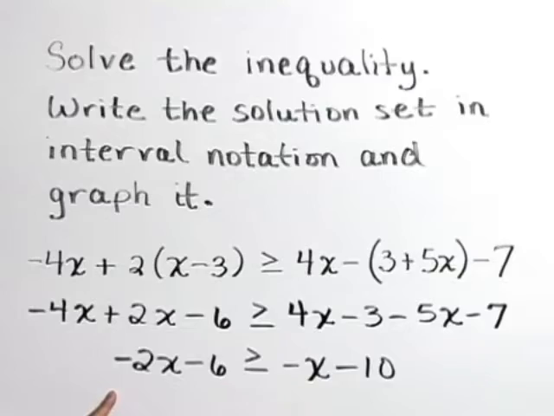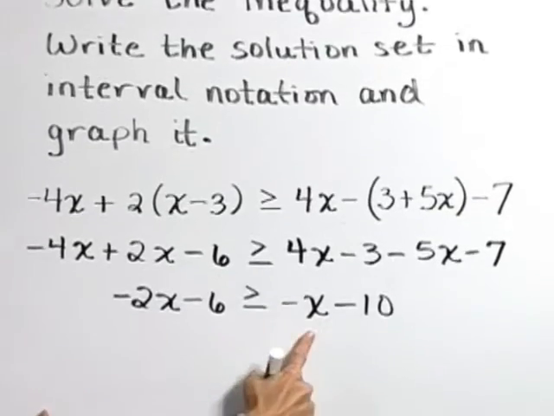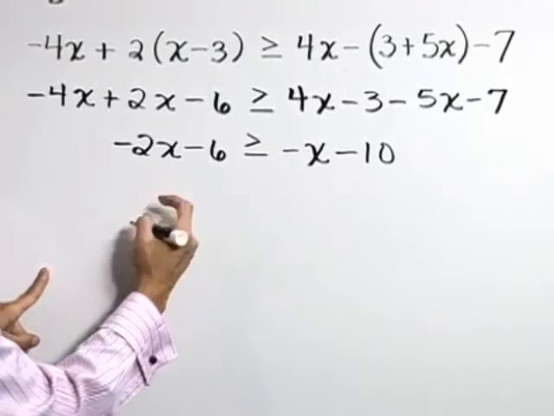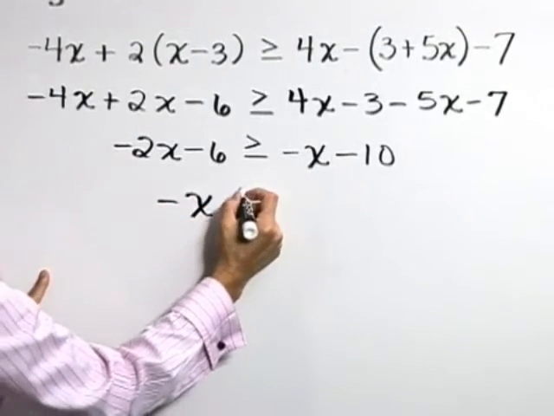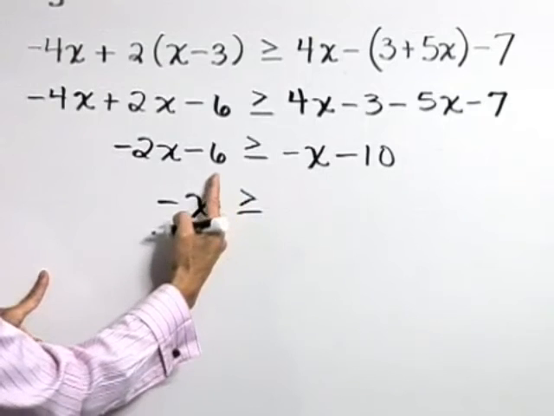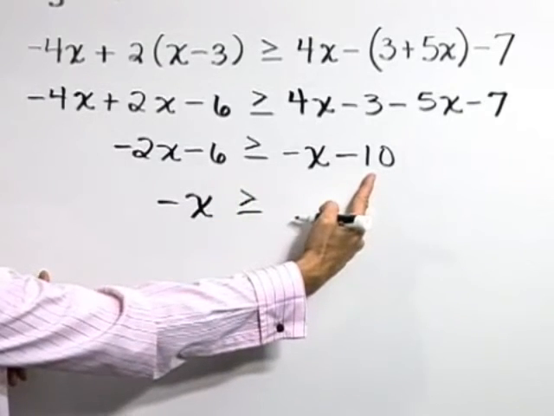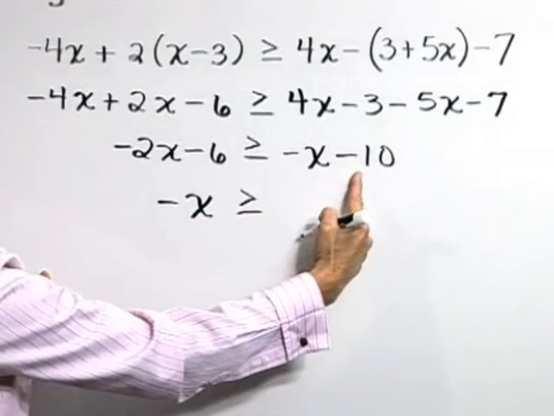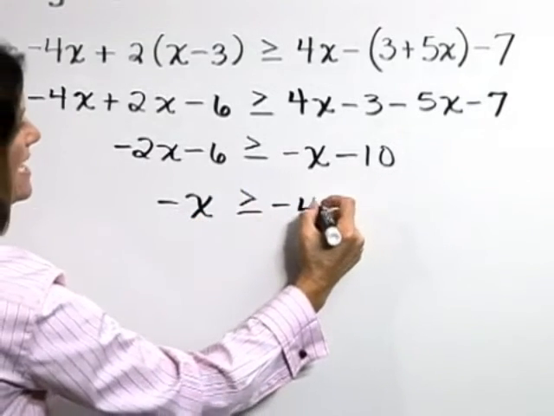Now let's collect our x terms on the same side by adding x to both sides. Negative 2x plus x is negative x. And at the same time, let's move our numbers to the right-hand side, adding 6 to both sides. So negative 10 plus 6 is a negative 4.